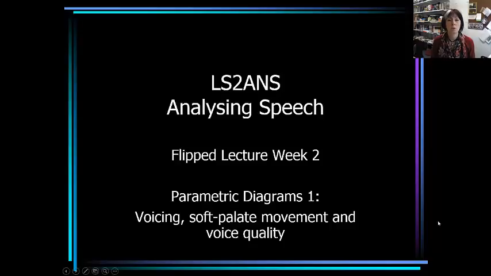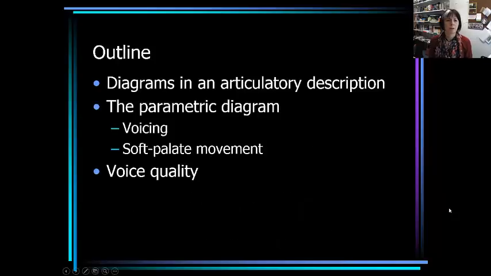Parametric diagrams are useful because they can help you visualize what's going on in a diagrammatic form when you're thinking about speech, and also because it can help you write the articulatory description as well. A good parametric diagram is really helpful when you're writing articulatory descriptions. So what we're going to be looking at here: diagrams in an articulatory description, what sort of diagrams you need to have, the parametric diagram, voicing and soft palate movement, and we're also going to be considering voice quality.